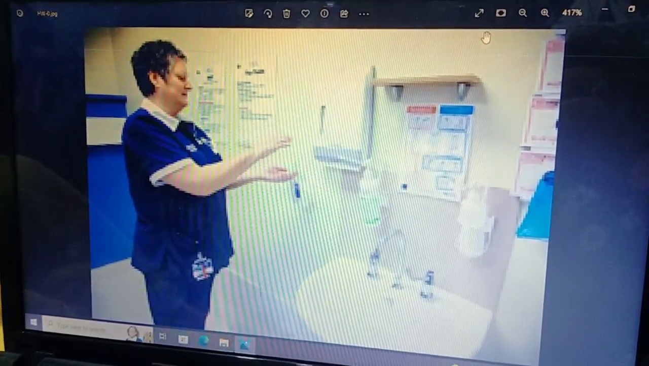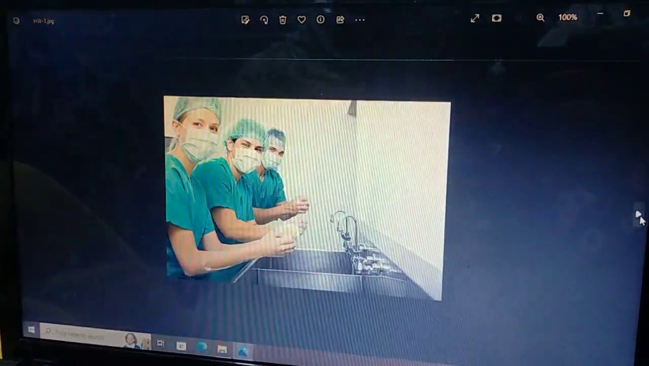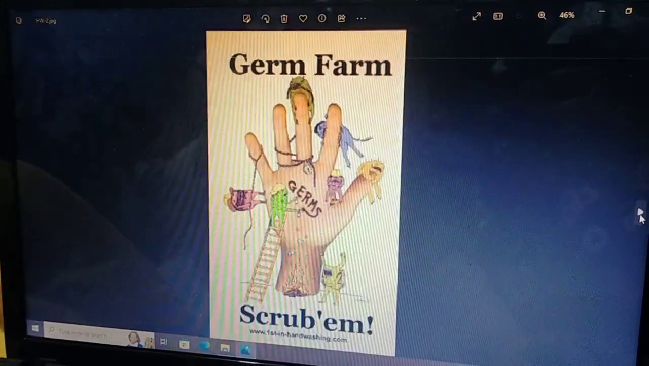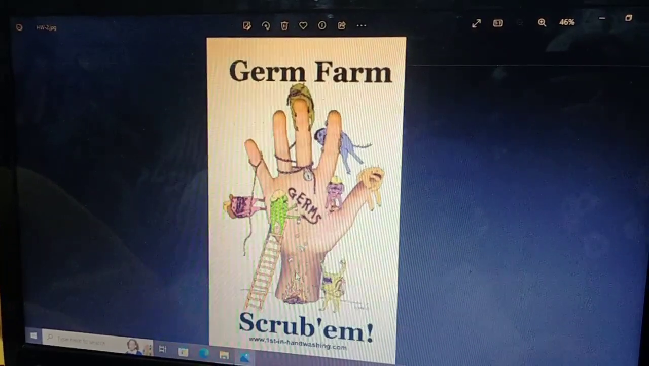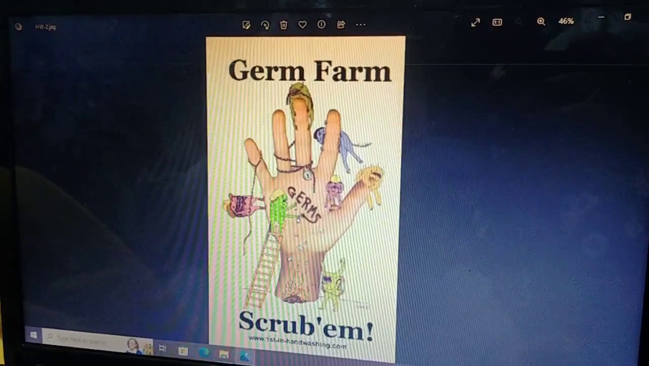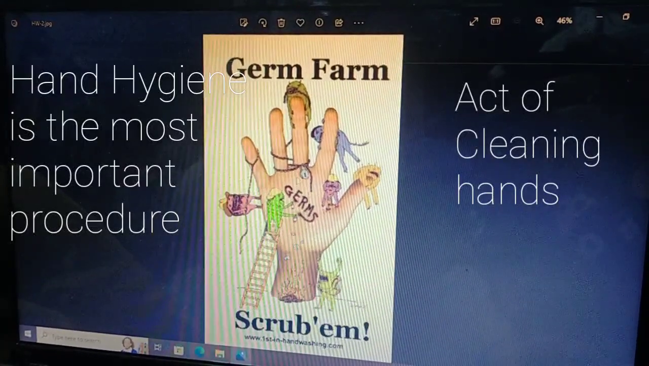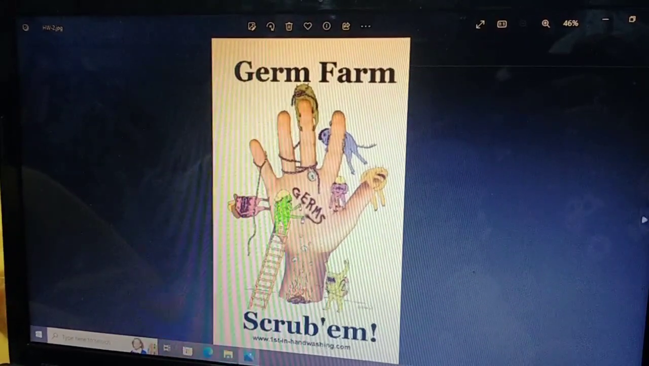What is hand hygiene? Hand hygiene is nothing but an act of cleaning the hands to remove the dirt, organic matter and the microorganisms from our hands. Okay, so hand hygiene is an act of cleaning the hands to remove the visible dirt, the organic matter and the germs from our hands, so that they are safe for providing care to our patients.